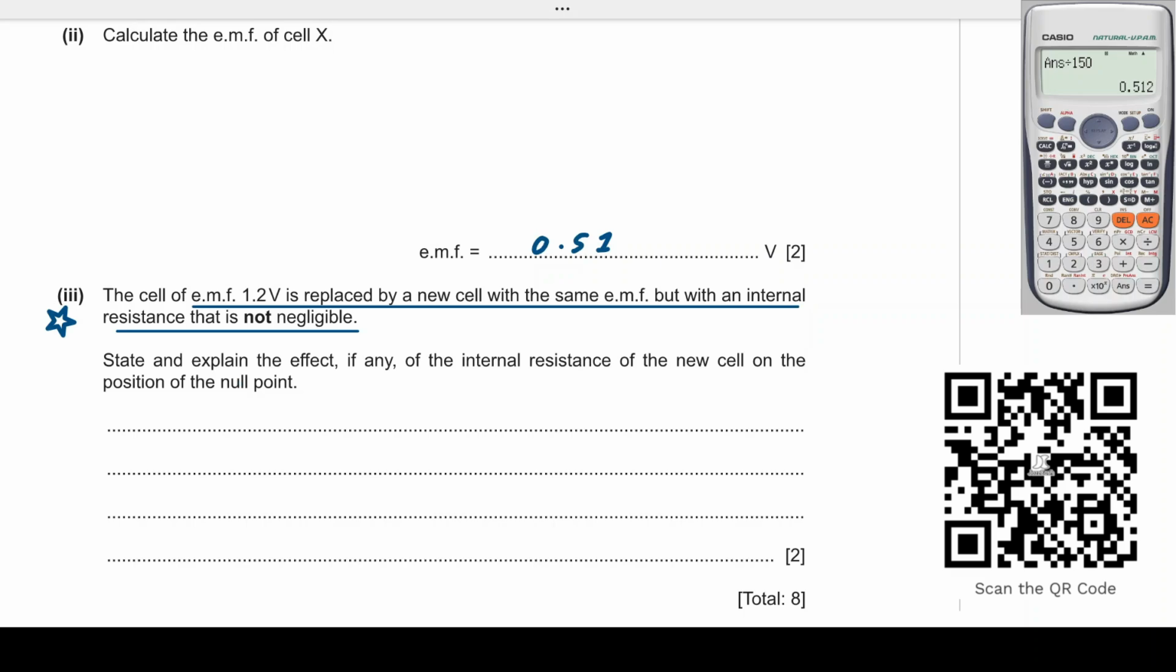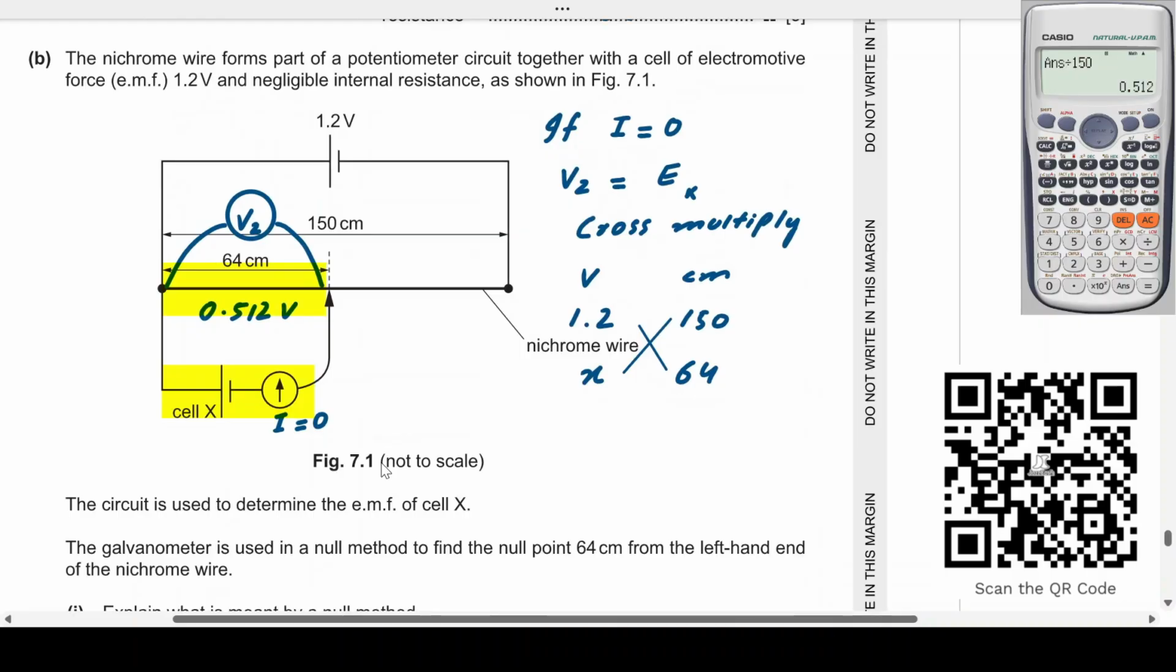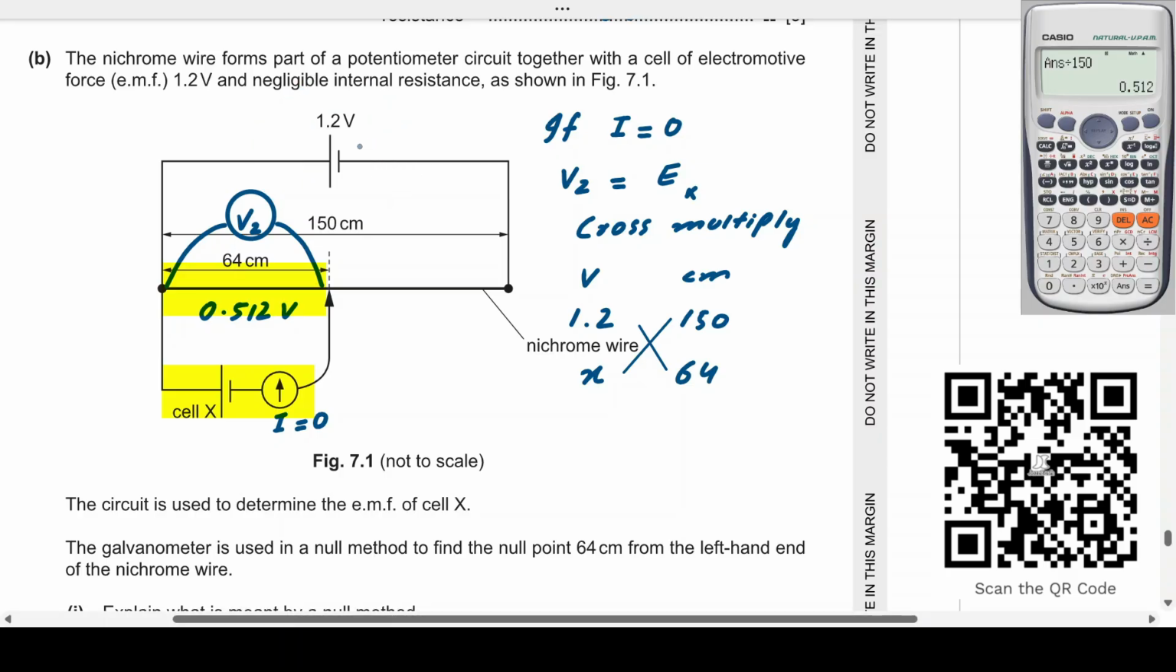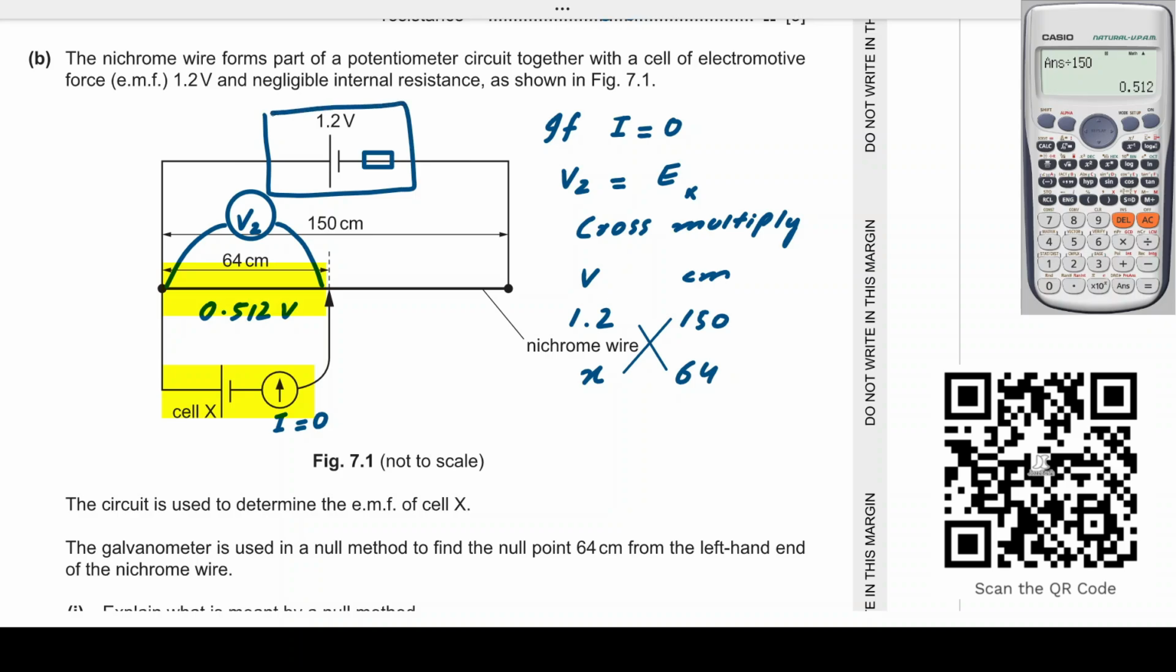So if you have a cell which has internal resistance also, so 1.2 cell, this one was having no internal resistance, but now you have a cell which is of same EMF, but this cell has internal resistance also. So the cell now looks something like this. Okay, so this is the new cell now, the cell with the internal resistance.